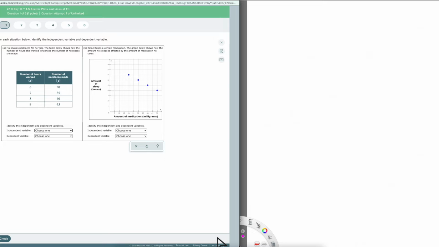Make sure you actually click check on any problem you're on, because it's not going to save things that you've typed in if you haven't clicked check. You actually have to have the question correct to save your place.